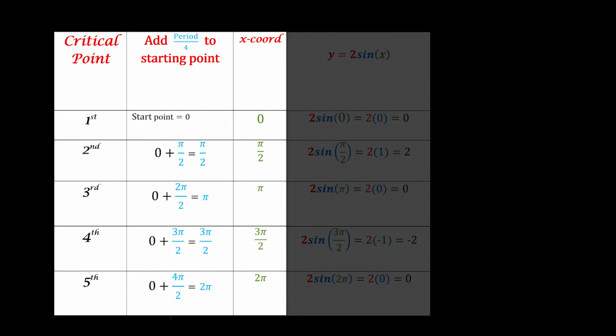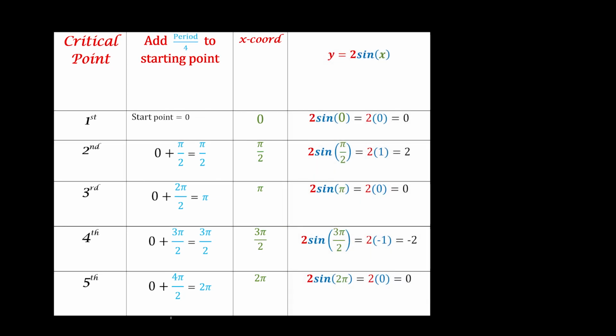Next, we're going to find the y components. In order to find the y component of each critical point, we have to consider the function we're graphing, which is 2 sine of x. What we're going to do is put each of these x coordinates into our function. So the y coordinate for the first critical point is 2 sine of 0. The y component of the second critical point is 2 sine of pi over 2. And the third critical point's y component is 2 times sine of pi, and so on and so forth.